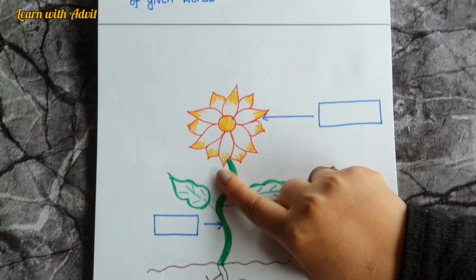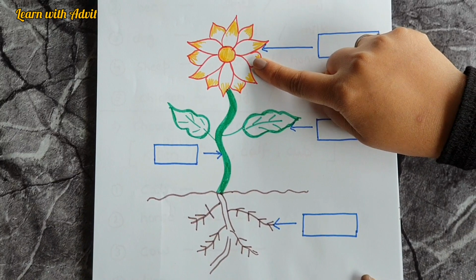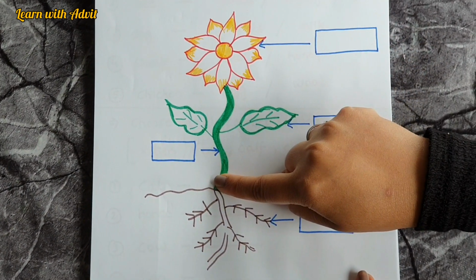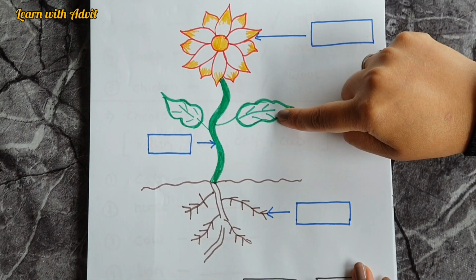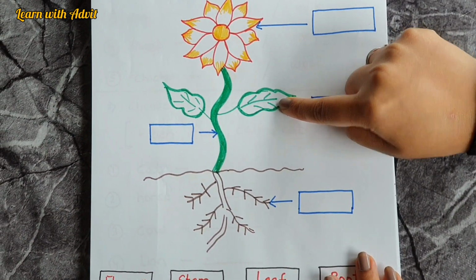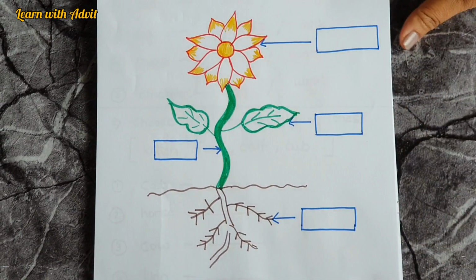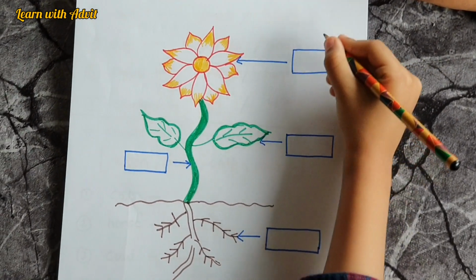Okay? I have drawn a nice plant. You have to tell me what this is. It's a flower. Yes. Which part is this? This is a stem. And this? Actually, that is a leaf. And this? Those are stems. Write it down. Roots. First start from here.